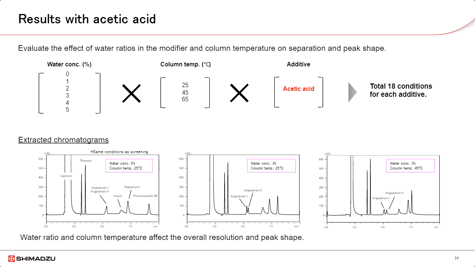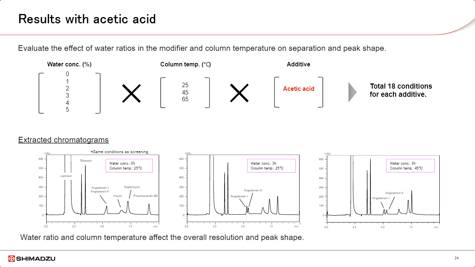For both of the acidic additives, experiments were carried out in a similar manner, testing concentrations from 0 to 5% water against column temperatures of 25, 45, and 65 degrees, leading to 18 conditions for each additive being tested. In this slide, we can see acetic acid results, and on the left at the bottom, we see the result from 0% water and a low column temperature of 25 degrees.